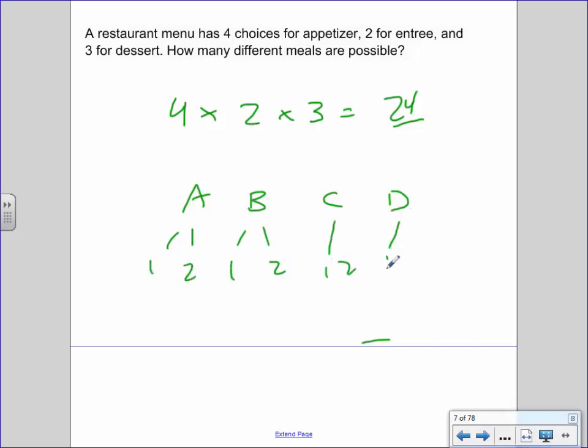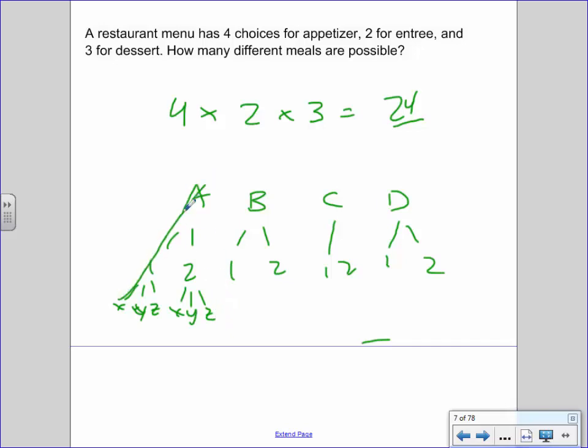Okay. So A, B, C, and D are my 4 appies. Then there were 2 entrees. And then for the 3 desserts, why don't I make each one of them be like X, Y, and Z? And this would be X, Y, and Z. Now, I'm not even going to keep writing this out. Stay with me, guys. Okay.